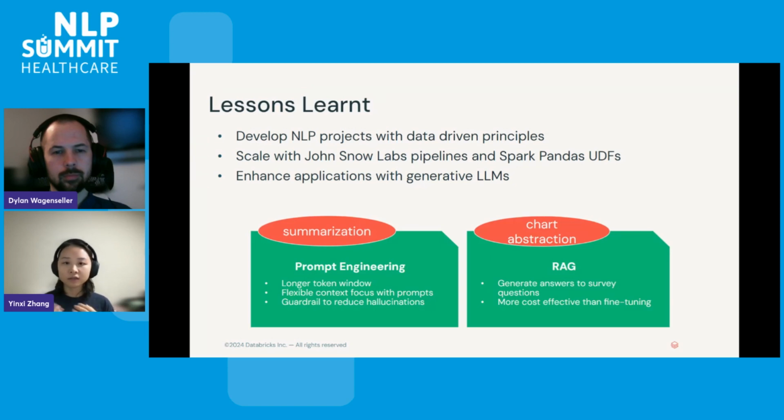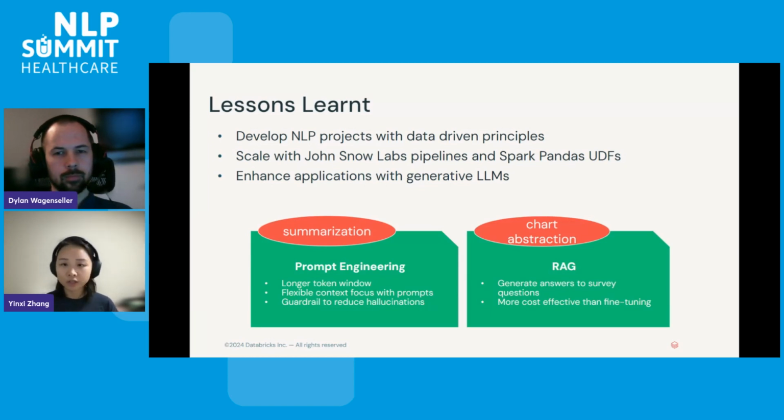The second point we want to highlight here is scalability. We mentioned the challenge of scaling to millions of nodes multiple times throughout the conversation and presentation here. Some of the key tools we have utilized to scale the inference are John Snow Labs pipelines, which are backed by Spark in the backend, and for open source and LangChain modules, we use Spark Pandas UDFs to do the scaling.